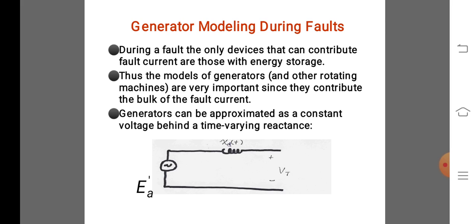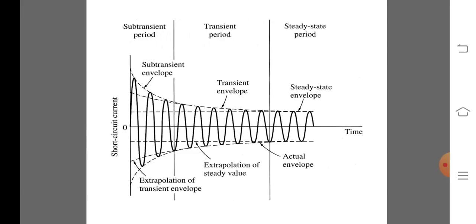Then generator modeling during a fault. During a fault condition, the only devices that can contribute fault current are those with energy storage. Thus, the models of generators and other rotating machines are very important since they contribute the bulk of the fault current. Generators can be approximated as a constant voltage behind a time varying reactance.